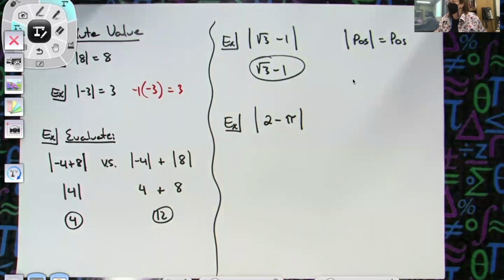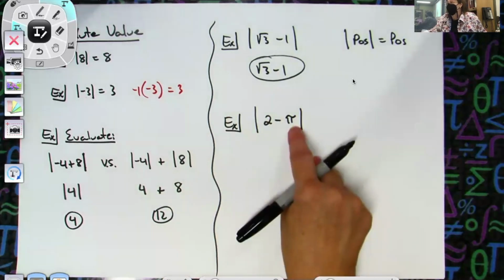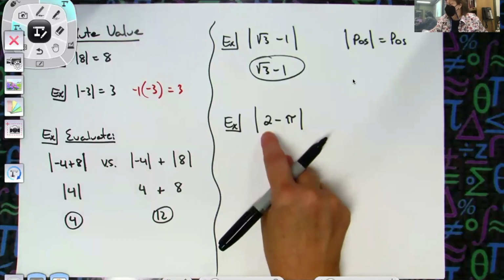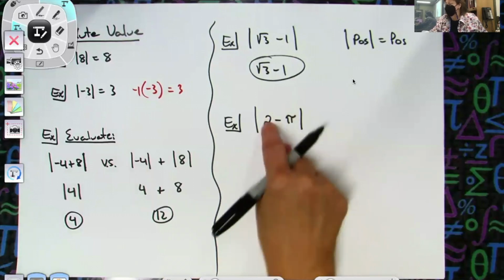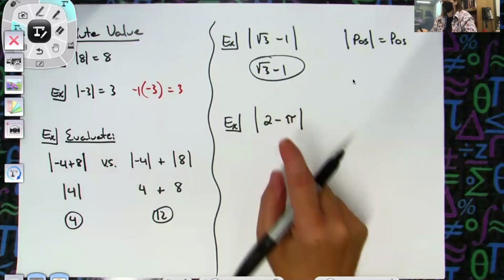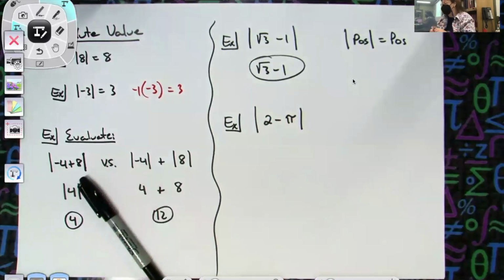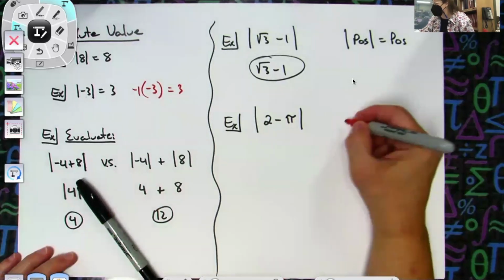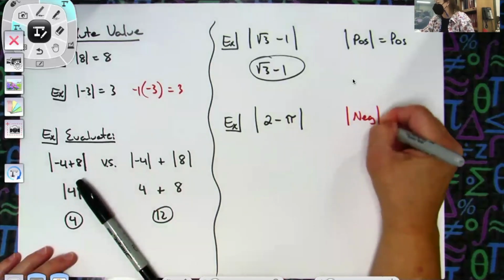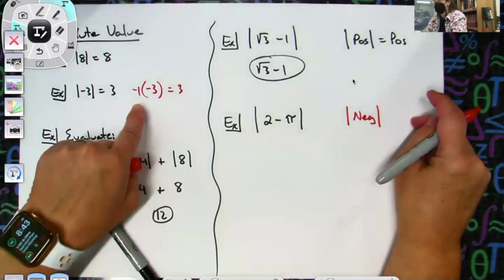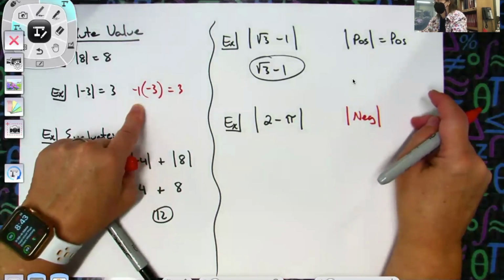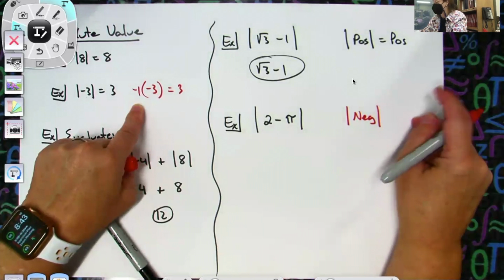Okay, now again, I want you to think, what's pi? Pi is what, 3.14? Okay, if I take 2 minus 3.14, is this value going to be positive or negative? It's going to be negative, right? So I'm going to have the absolute value bars of a negative number. But I need the positive answer, so I've got to multiply it by a -1. I got to multiply what's on the inside by the -1.